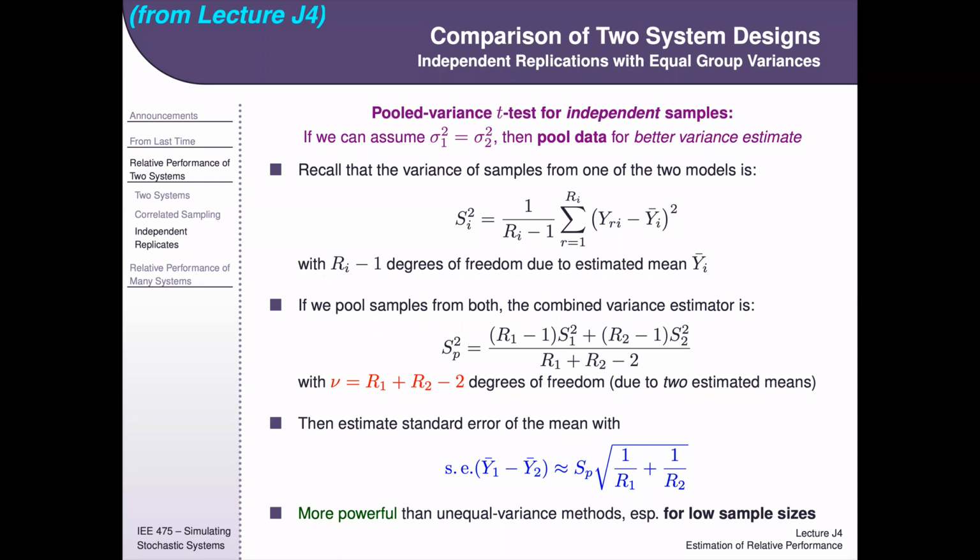Any questions about this, what I mean by these things? Two model systems, two simulation models, same variance in the output performance. This is how to calculate that confidence interval.